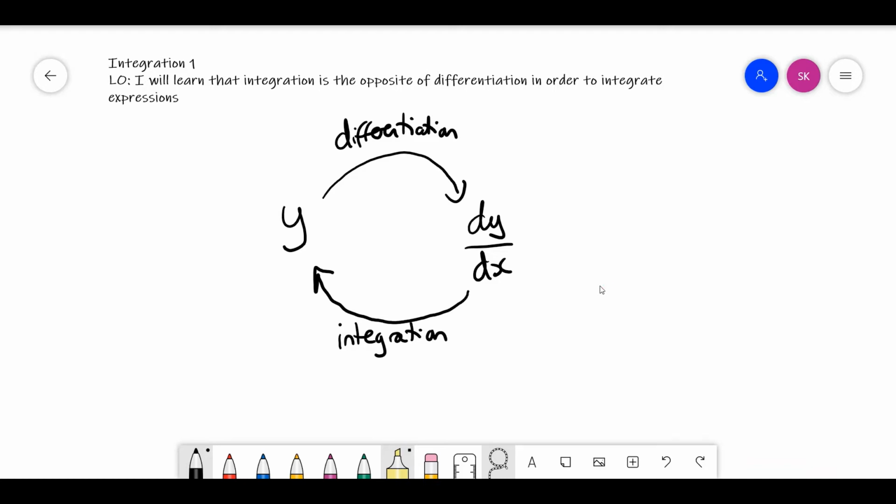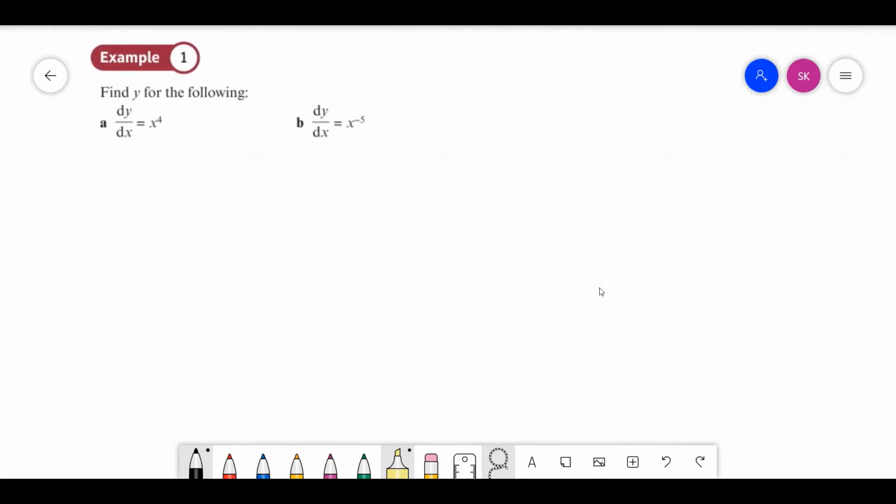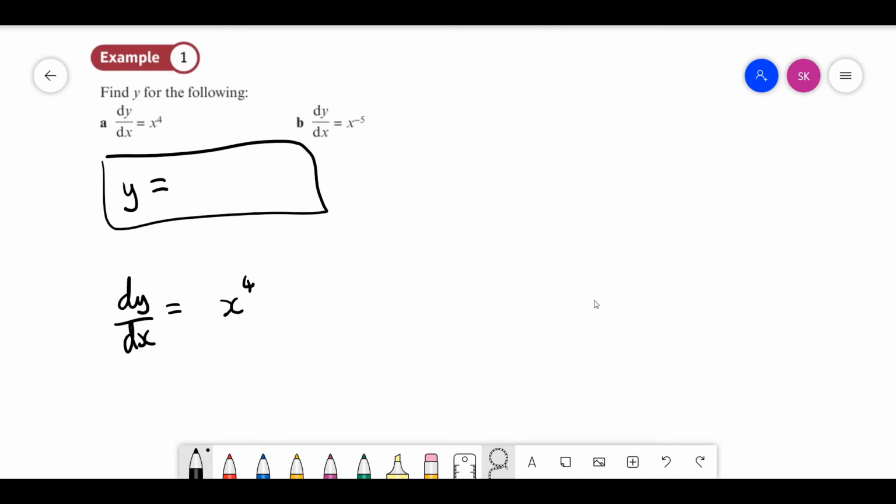All right, so let's look at what this looks like in practice. Here we've got example 1. It says find y for the following, and if we look at part A first, it says dy by dx equal to x to the power of 4. So I want you to pay particular attention to how I present this and how I show my working. I'm going to write dy by dx down here. And what I'm going to write above it is y equals. Now this over here is going to be my answer because I'm being asked to find y.